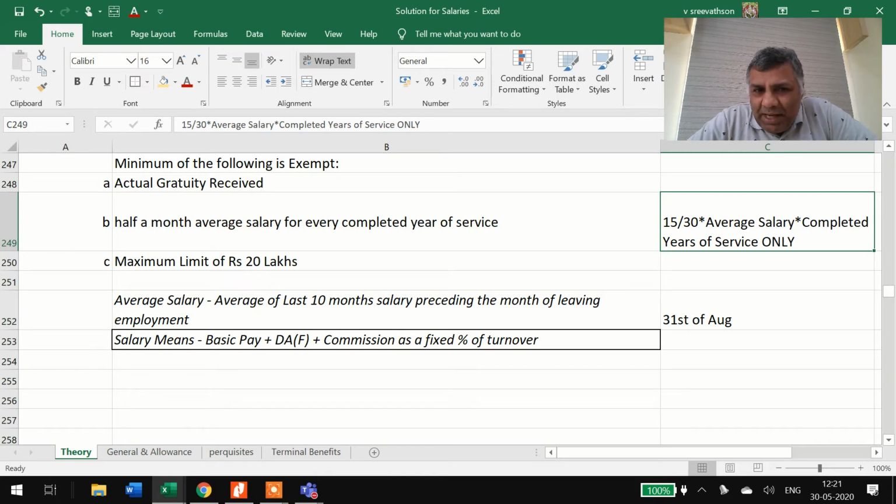Average salary means salary of last 10 months preceding the month of leaving employment. If it is the last date, I will take that month also. If it is in between, I will leave that month and take the past 10 months. Any doubt, ask me.